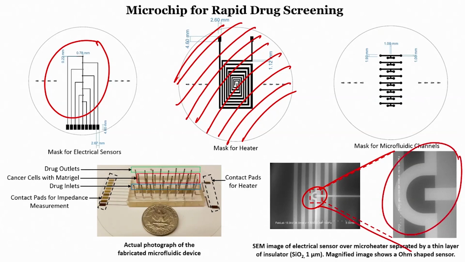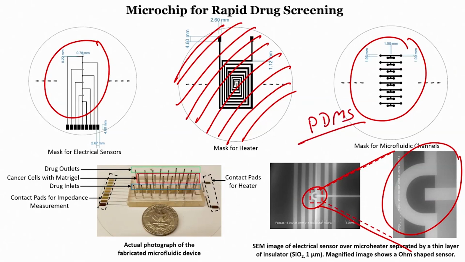So, what is the first step? The first step is my heater, the second step is the insulator, the third step is the fabrication of interdigitated electrodes. The next step would be to fabricate a chip with different channels, and these channels we can create in PDMS.